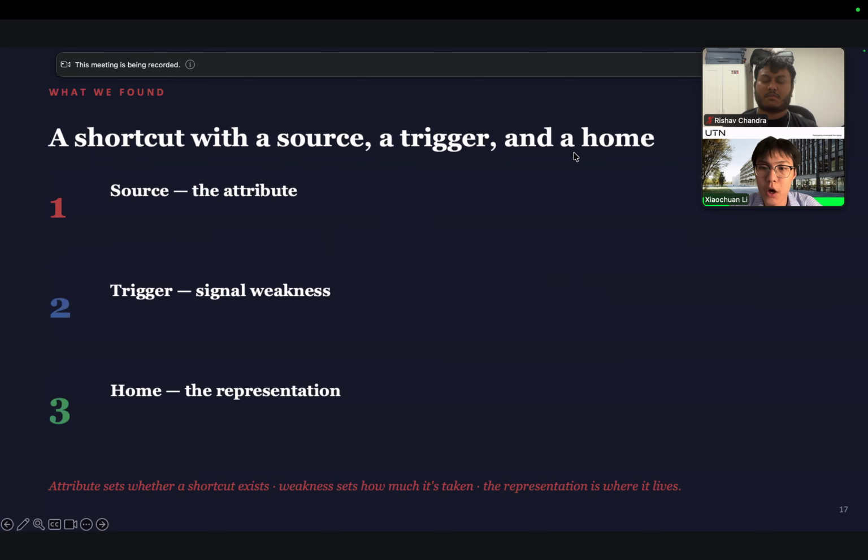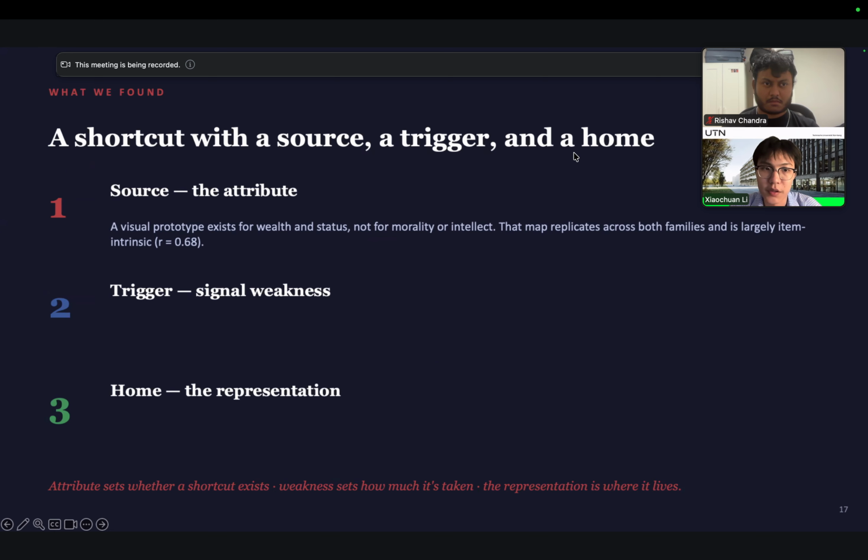So let me pull it all together. The bias is a shortcut with three parts. First of all, a source: the attributes. A visual prototype exists for whales and stages, but not for morality and intellect. And that map is largely item intrinsic.